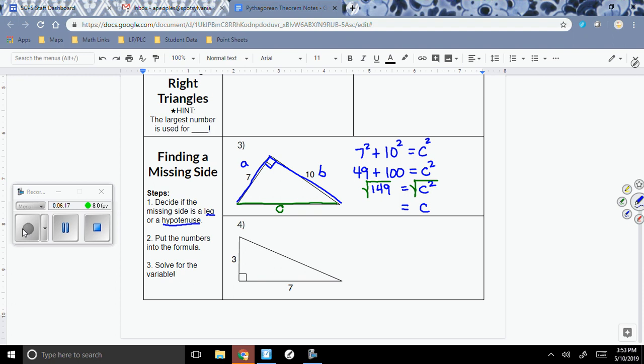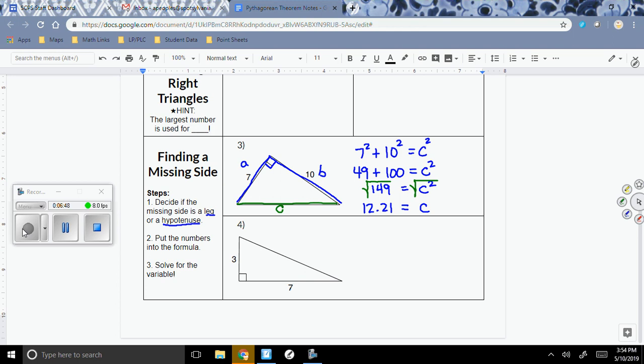And on the other side, if I take the square root of 149, I get a long decimal, but I'm just going to write down 12.21. I'm going to shorten it up there. So that means that if my two legs of my triangle are 7 and 10, the hypotenuse has to be 12.21. And I also notice that that matches, because remember, our largest number is our hypotenuse. So 12.21 is larger than both 7 and 10. So I know I'm on the right track there.